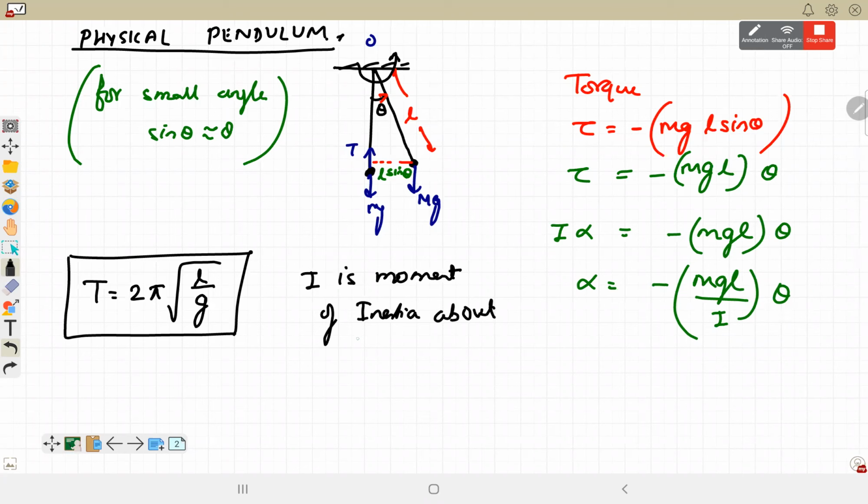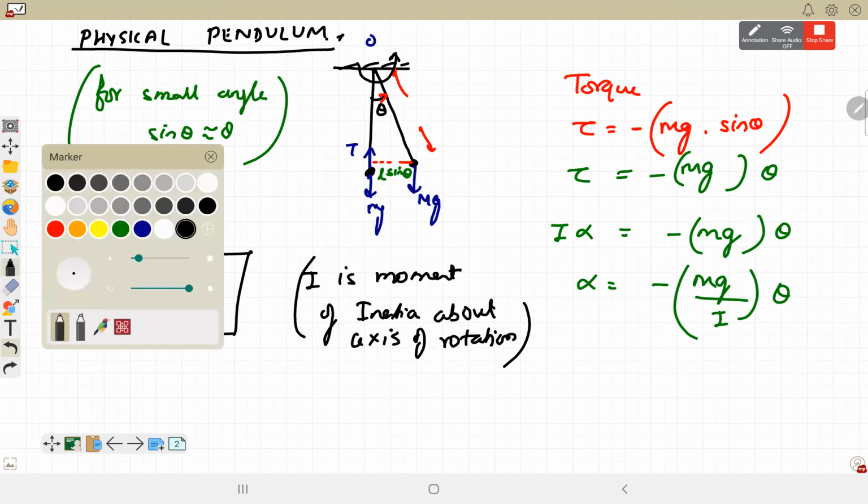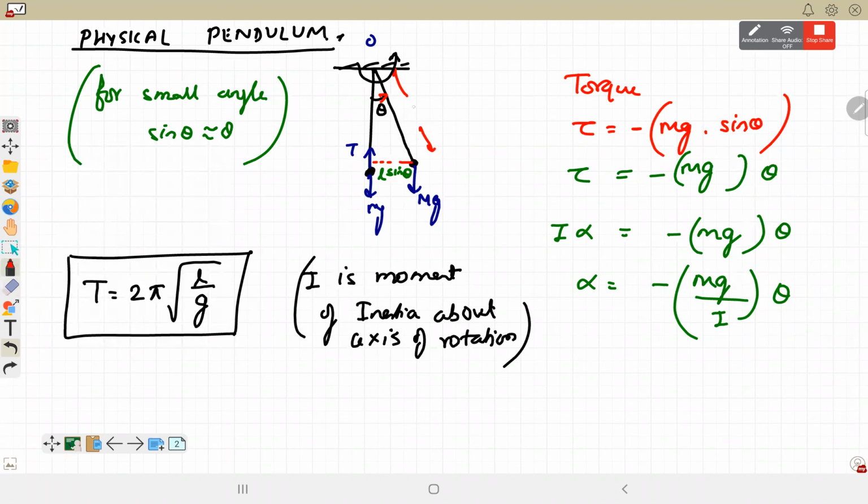Moment of inertia about the axis of rotation, which is passing through point O in this diagram. And L, which we make a little better here, in terms of any physical pendulum we represent by R. R is the distance, because L is also not here the total length. It is L plus radius, because where this mg acts, that is the center of the sphere. So we calculate the distance from the point of suspension to the center of gravity. Point of suspension to the center of gravity. So that's why it becomes R sin theta.